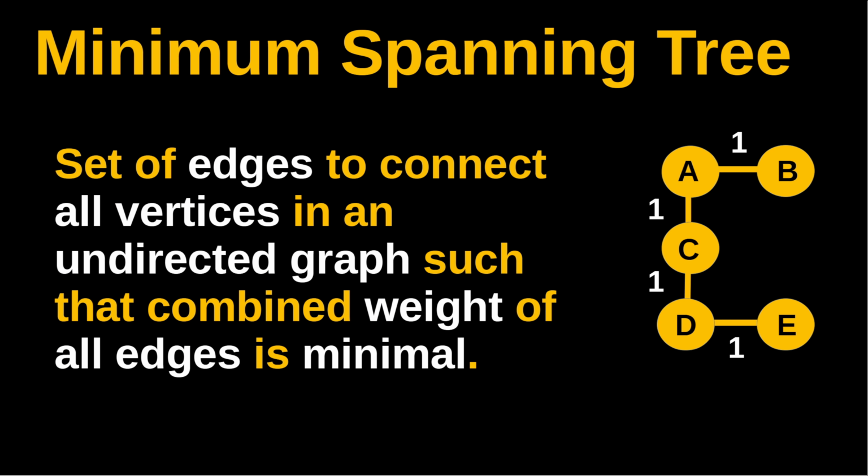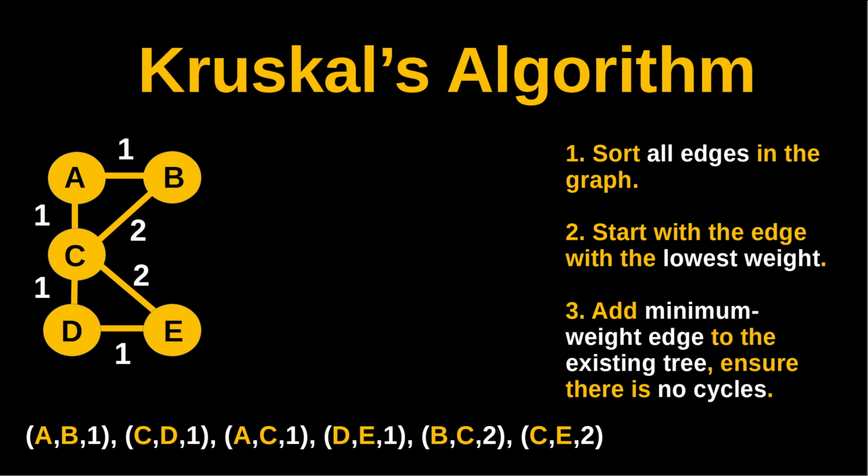To summarize so far, the definition of minimum spanning tree is a set of edges to connect all vertices in an undirected graph such that the combined weight of all edges is minimum. Now let's use Kruskal's algorithm to generate a spanning tree of this graph. First, we sort all the edges based on the weight of the edge.